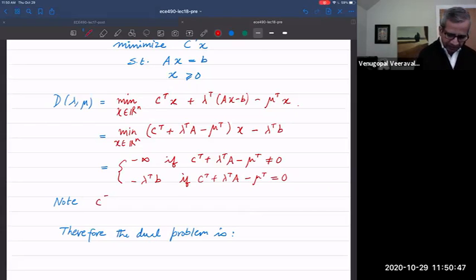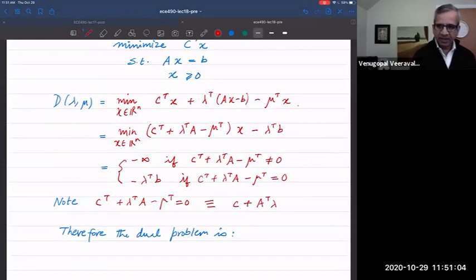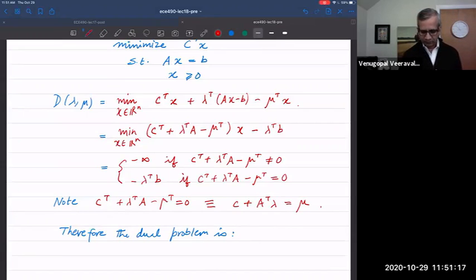If this is a row vector, I can convert it into a column vector by taking its transpose. So this is the same as saying that C plus A transpose lambda, which is the transpose of lambda transpose A, is equal to mu. I'll take the mu to the other side. Okay, so now we're ready to write the dual problem.